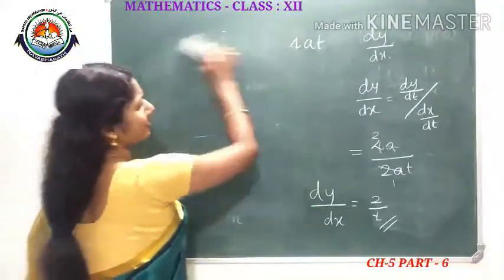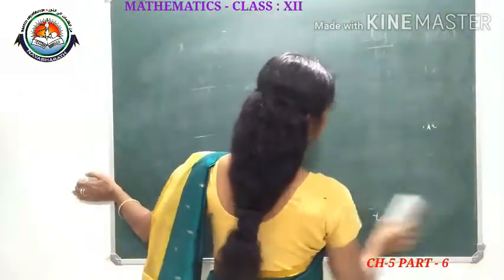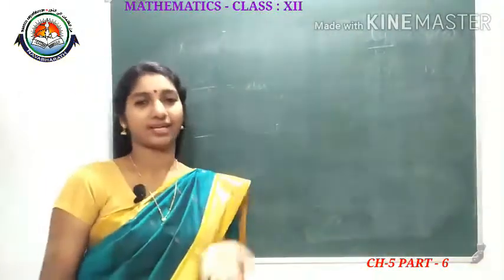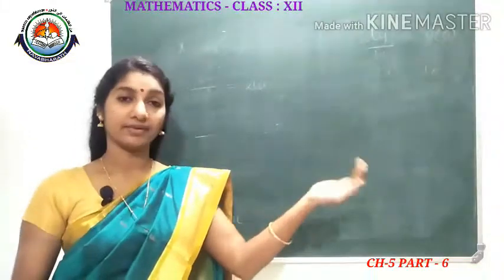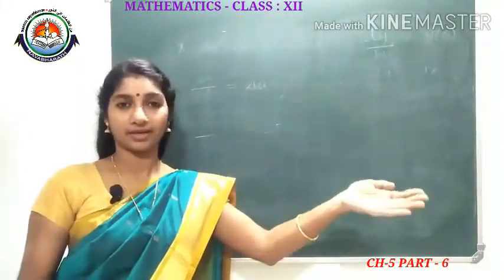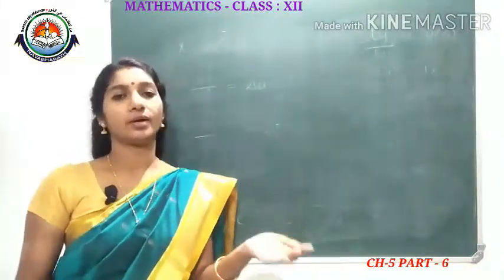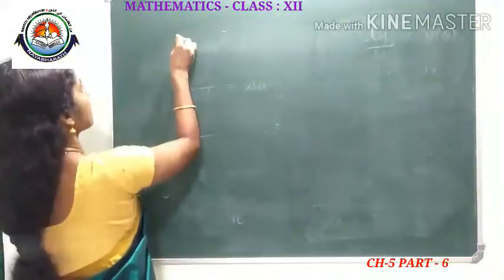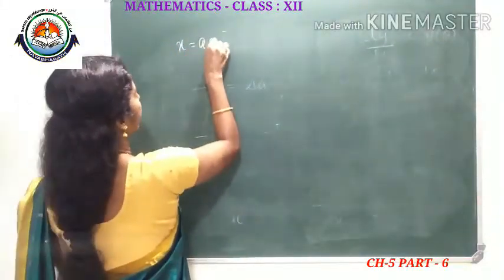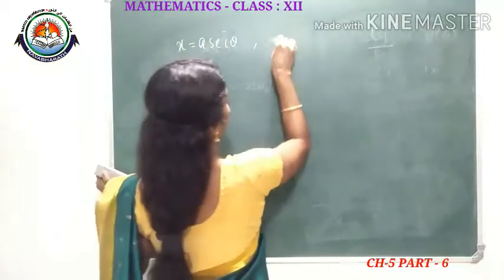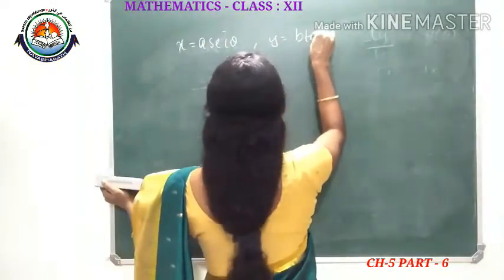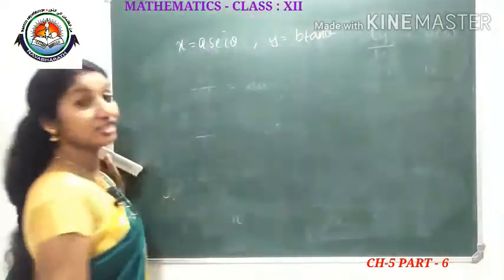Then another question. Same way only, every question is the same in the sense that the same method we are following. X will be given in one form, y will be given in another parametric form, then we are finding dy by dx. Another question is given like this: x equal to a sec theta and y is equal to b tan theta. Find dy by dx.